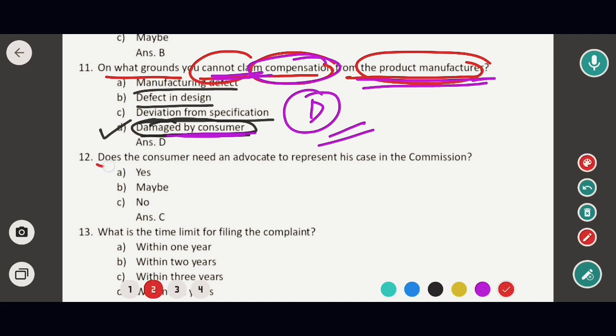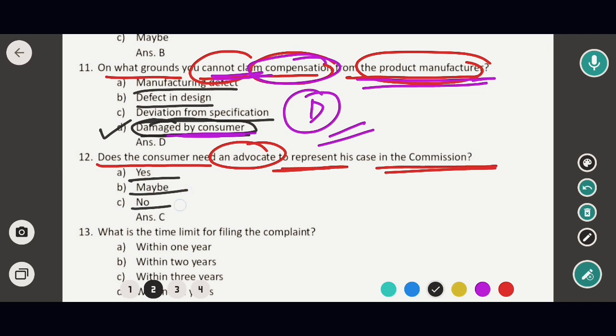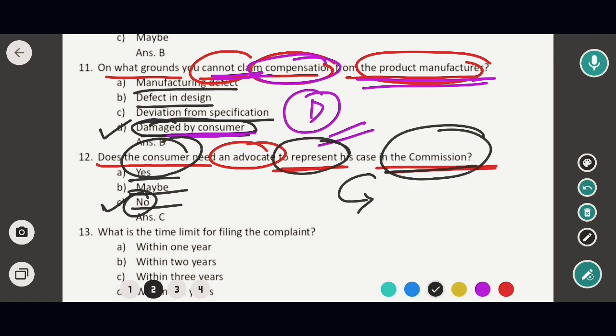Next question is, does the consumer need an advocate to represent his case in the commission? So the options are yes, maybe, no. So in this case, the correct option would be option C. That means no. That means the consumer can go and represent his own case in the commission. Which commission? In the district commission. Okay, which one comes first? District commission.